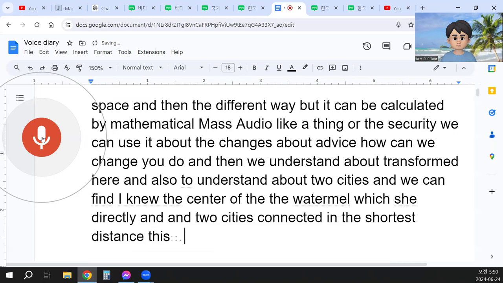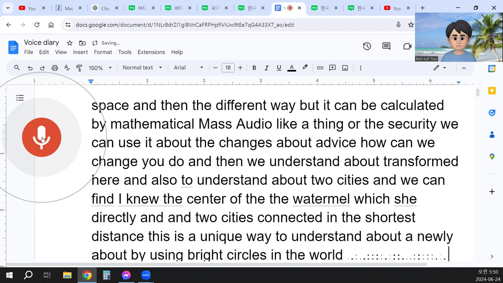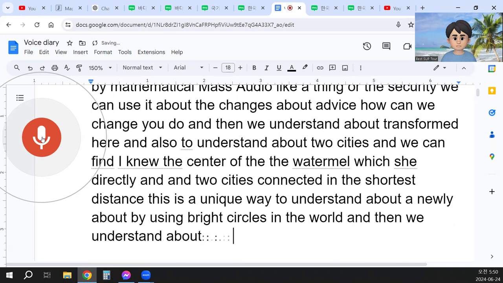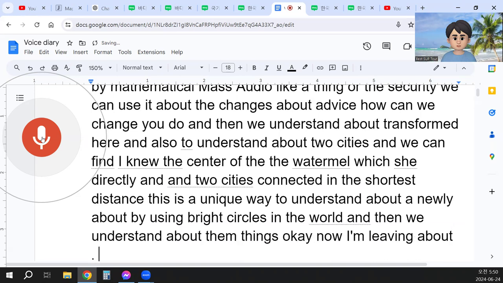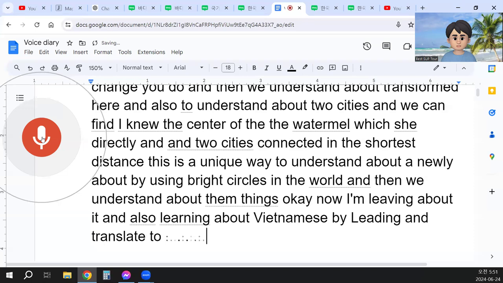This is a unique way to understand newly by using the great circle in the world map, and then we understand different things. Okay, now I'm reading about it, and also learning about Vietnamese by reading, and the translated version is also useful.